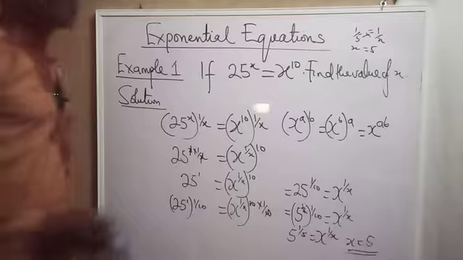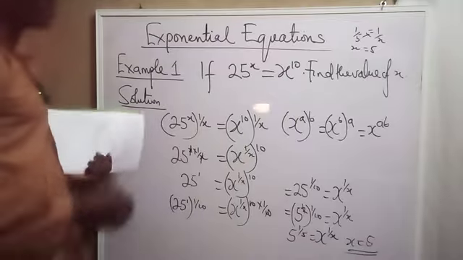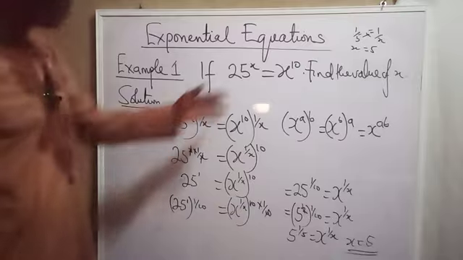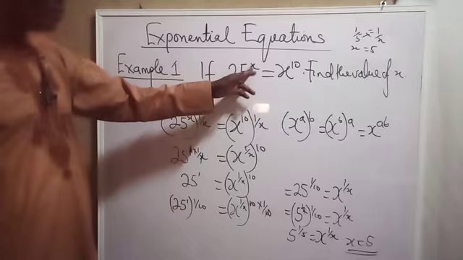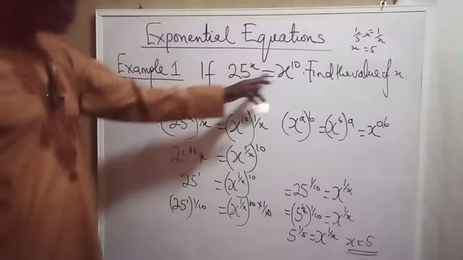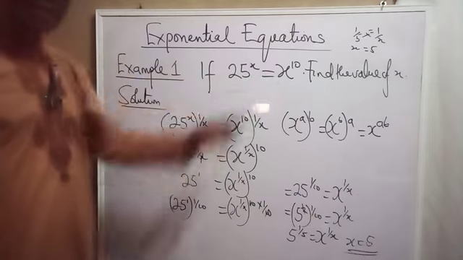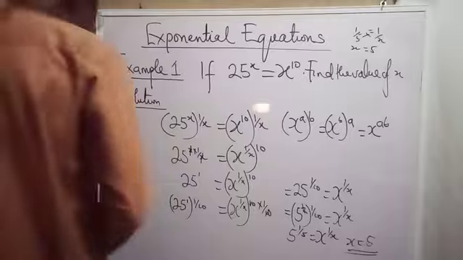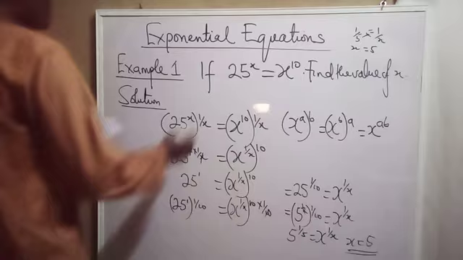So the answer to this equation is x is equal to what? X equals 5. So you want to verify. When you put 5 here, 25 raised to power 5 will be equal to the same thing as 5 raised to power 10. You can check that with your calculator. So that is equation example 1. Let's look at example 2.